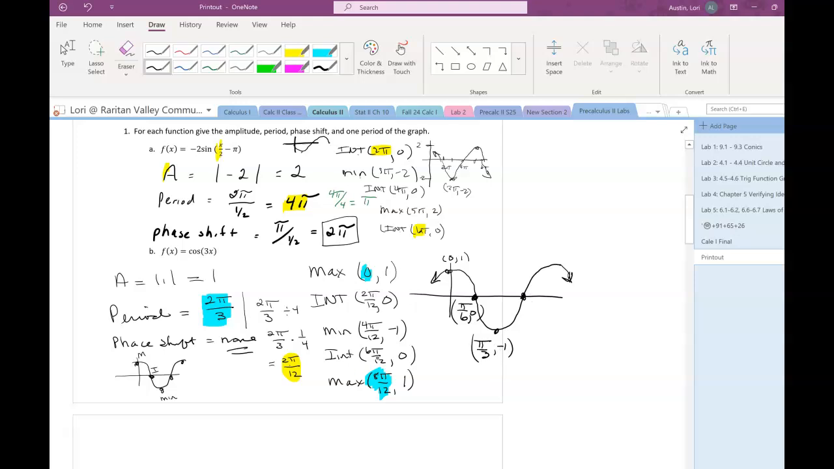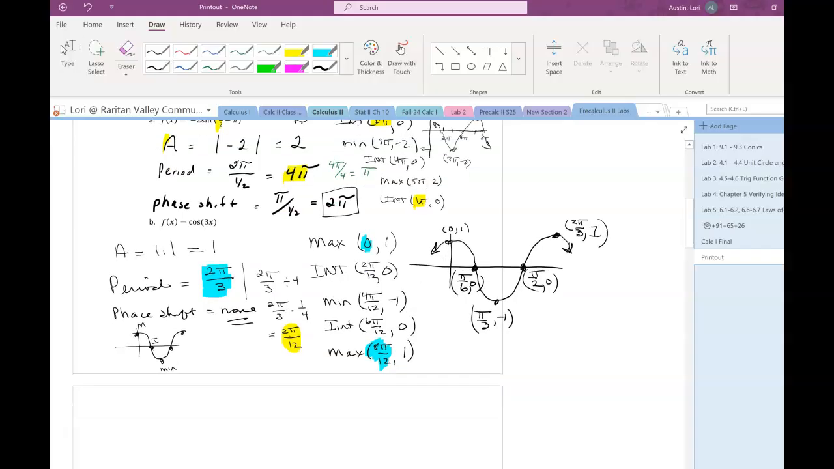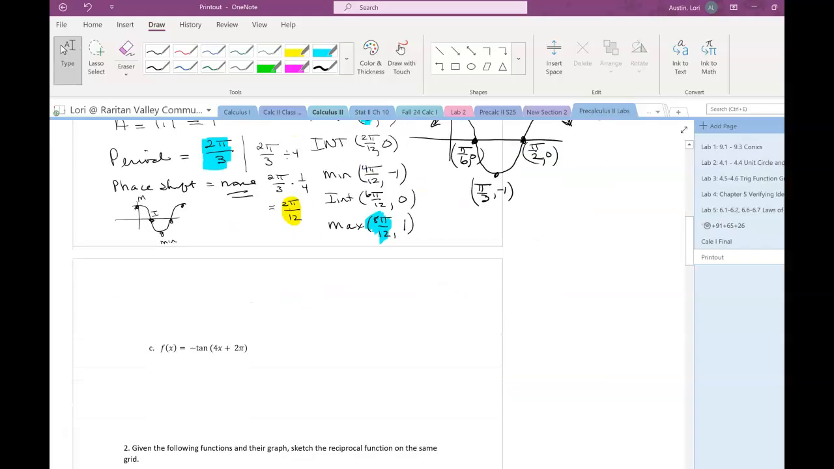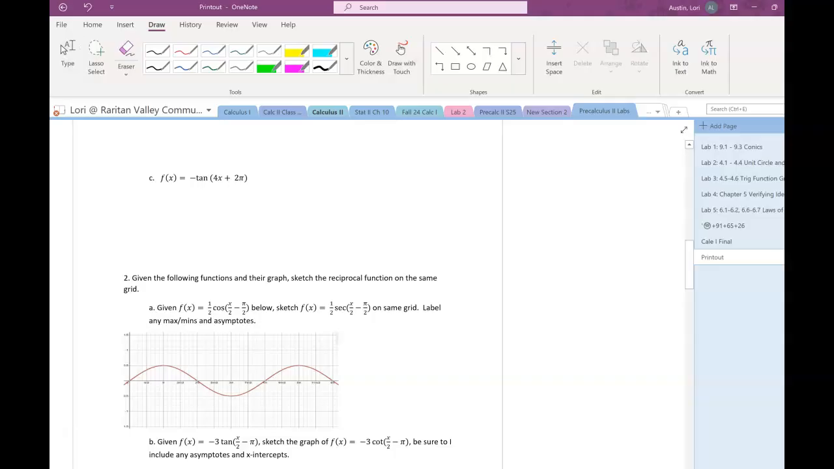My intercept is 6 pi over 12, so that's 1/2. That's pi over 2, 0. My maximum value is 8 pi over 12, which of course reduces by 4 to 2 pi over 3, which was our period from start to finish. And there you have your cosine 3x graph. Okay, let's go to the next one.